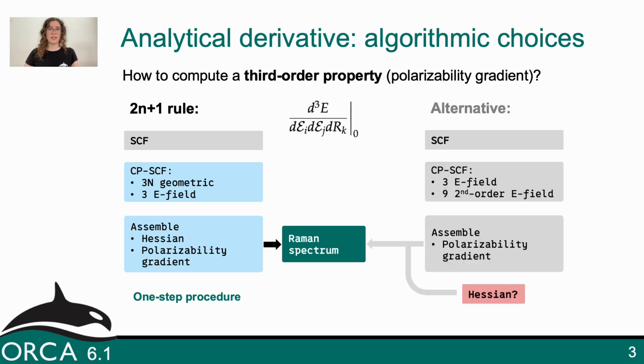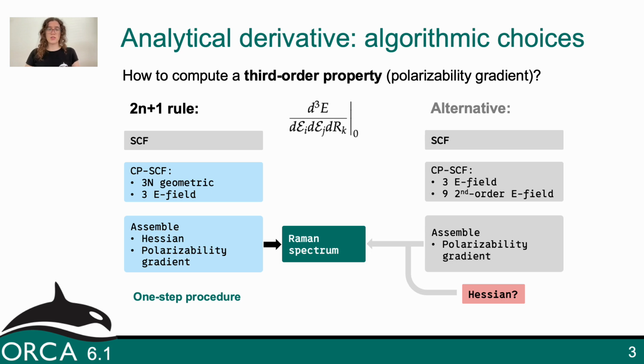Why I'm mentioning that is because there is also another reasonable alternative where we would choose not to apply the 2n+1 rule, but instead we would choose to solve for wave function responses still for the electric field perturbations, and then also the second order responses for the electric field perturbations. And there the nice thing would be that we would not have to solve for the geometric responses whose number grows with the system size, and we could still get the polarizability gradient.